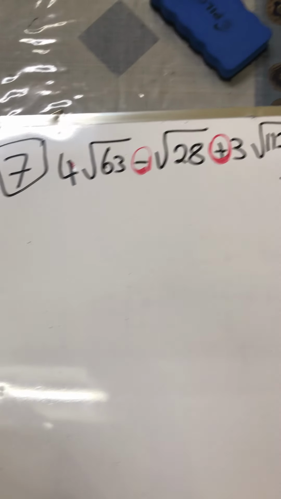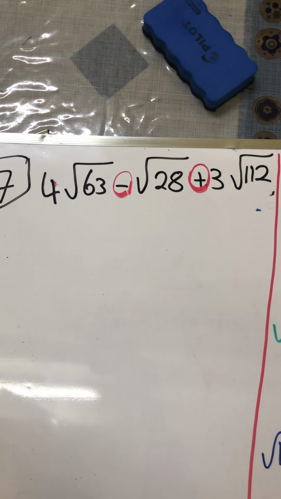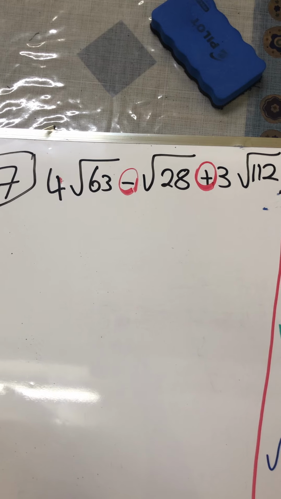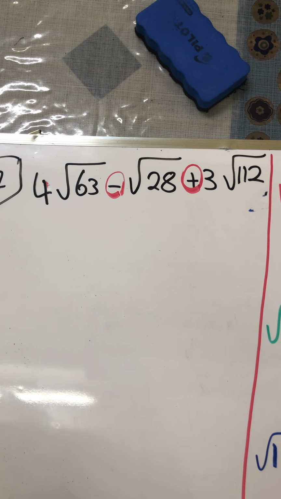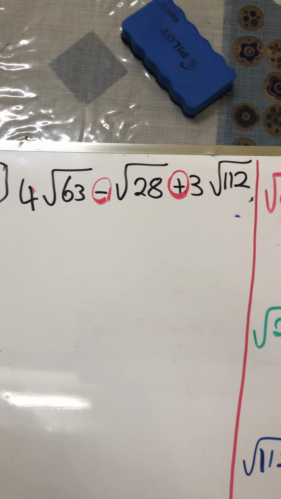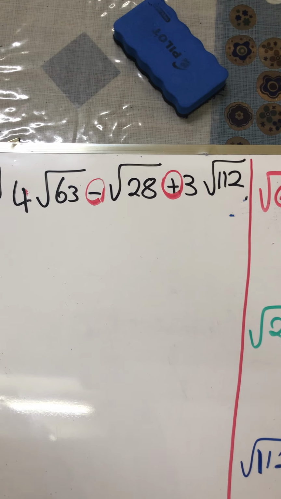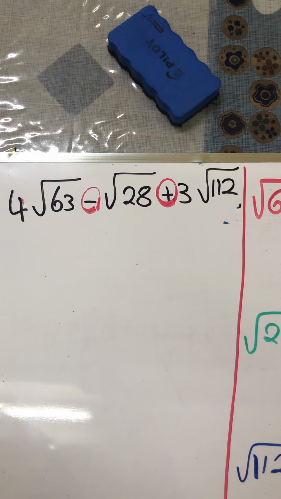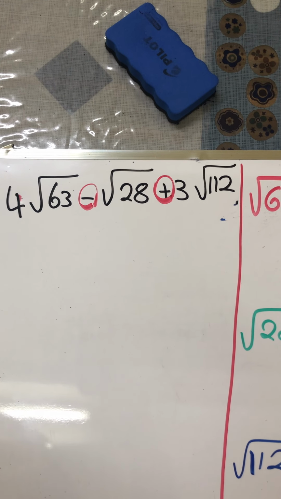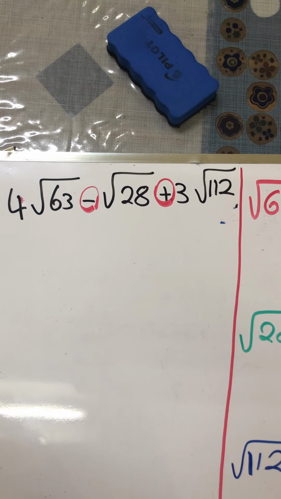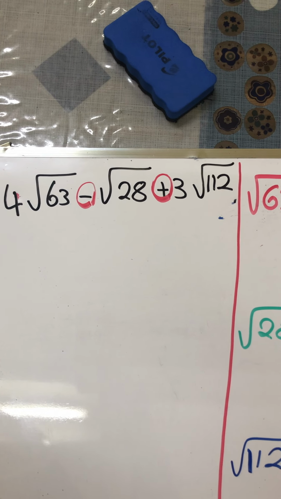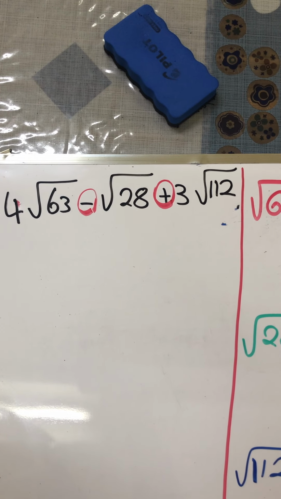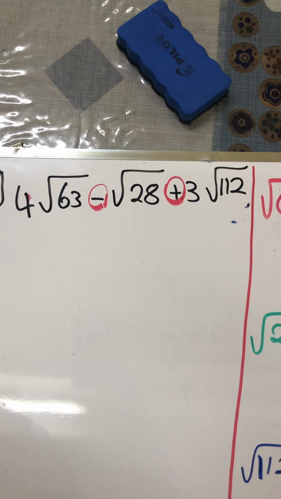Attention. Question number 7, exercise 3 star. I have 4 square root 63 minus square root 28 plus 3 square root 112. I cannot add and subtract them in this form. I have to simplify each square root in the beginning and finally add and subtract.